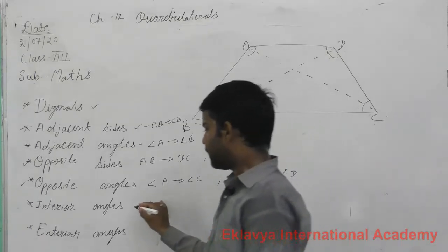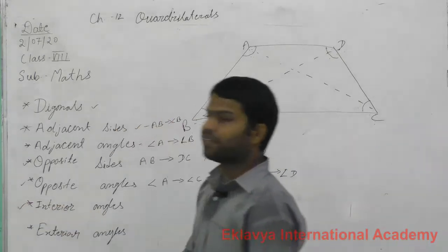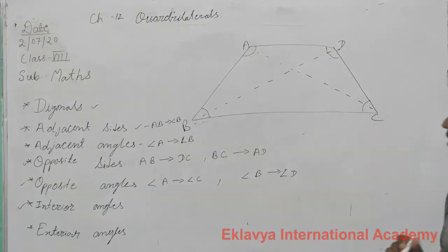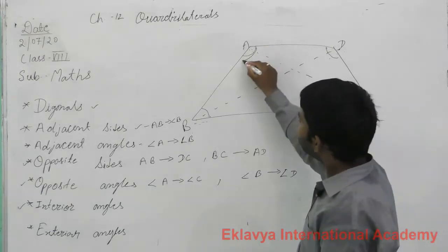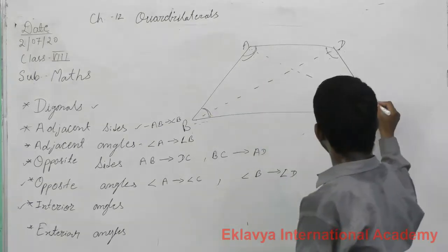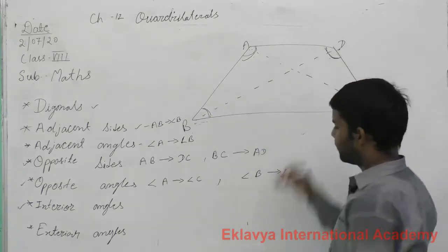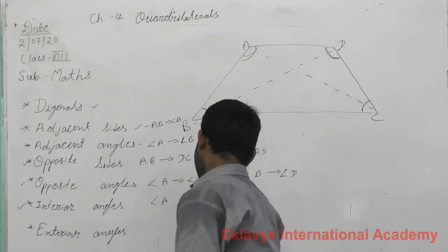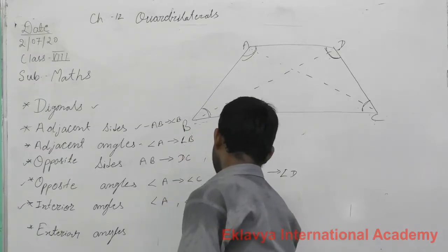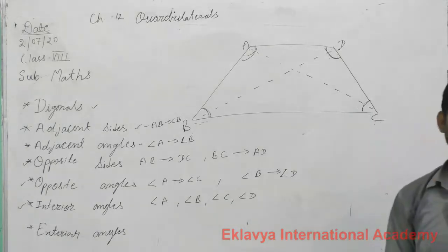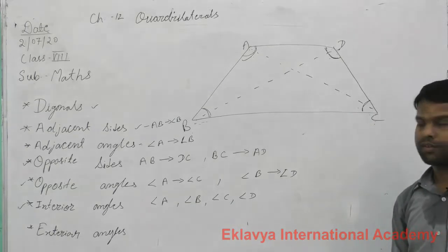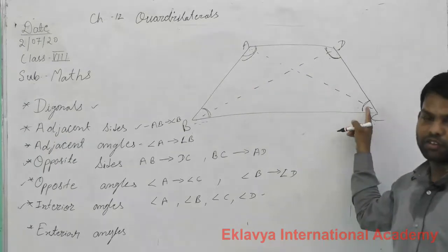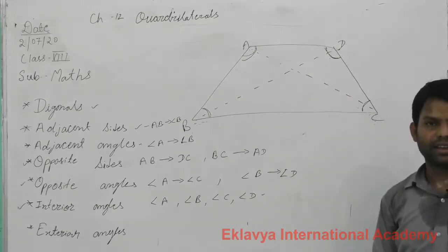Next is interior angle. In the quadrilateral we have four interior angles. These names are angle A, angle B, angle C, angle D. We write here angle A, angle B, angle C and angle D. These four angles are interior angles because these are inside the figure. So we say it is interior angle.